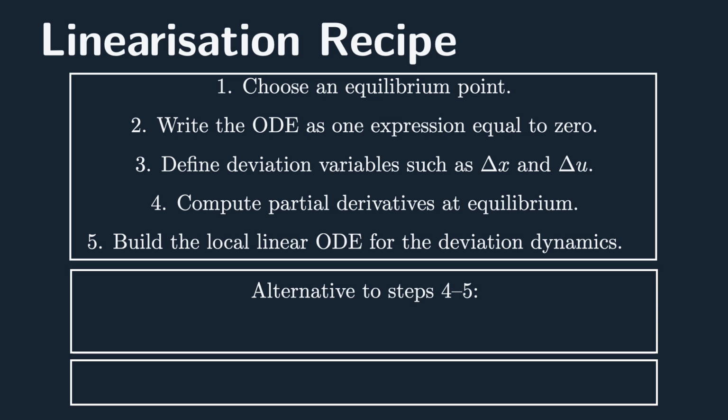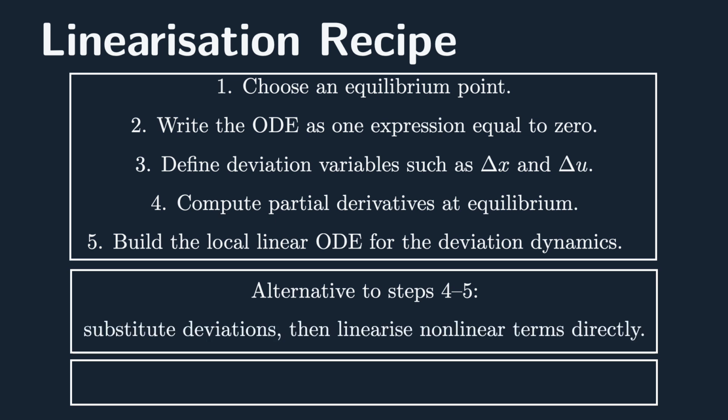As we saw, there is also another valid approach after defining the deviation variables. Instead of using steps 4 and 5, we can substitute the deviation variables first, then linearize the nonlinear terms directly. But when the equation becomes more complicated, the partial derivative method is usually safer to use because it is more systematic and reduces the chance of missing terms. In both cases, the result is not a replacement for the full nonlinear model everywhere. It is a local approximation that describes behavior near the chosen equilibrium point.